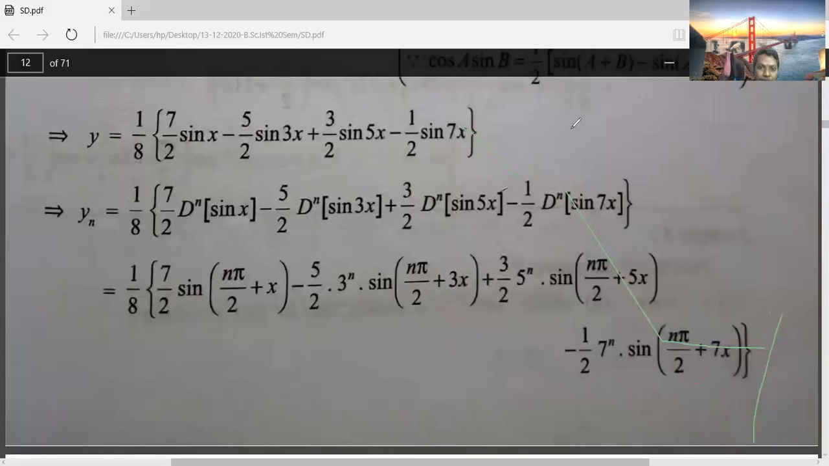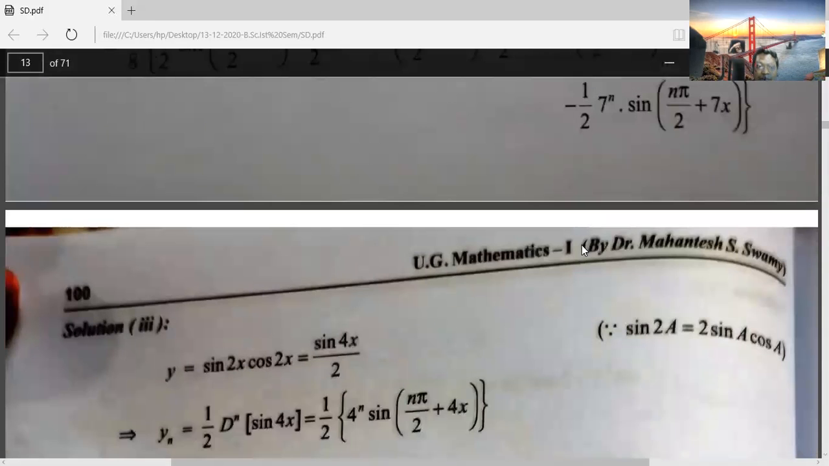Now you should see here, sin 5x means the value of a is equal to 5 and b equal to 0. a to the power n means you get 5 to the power n sin(n pi by 2 plus that angle). Here ax plus b, b is 0, a is 5, therefore you are writing 5x. Similarly, everything then follows as it is. Now I think you got the idea here.